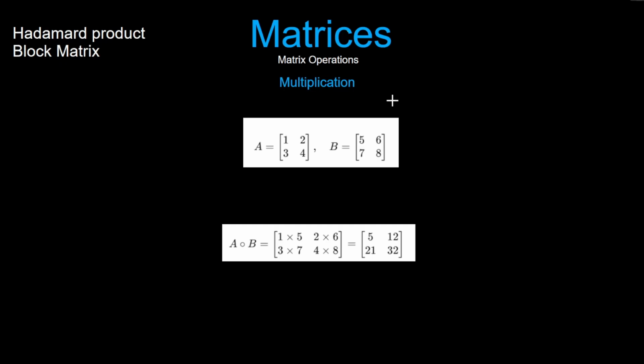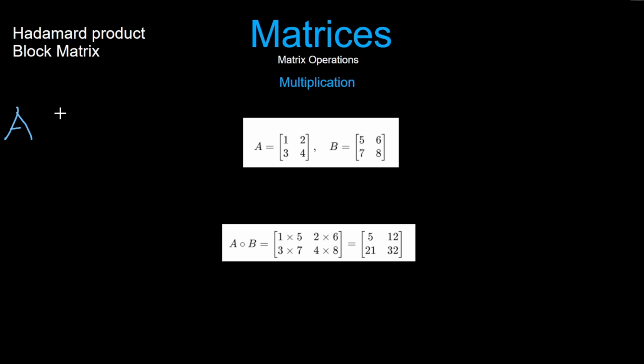So let's talk about another type of product called Hadamard product, which is nothing but element-wise multiplication. We're just gonna multiply the corresponding elements. So here we have matrix A and B. The Hadamard product is denoted by this circle, and we're just gonna multiply the corresponding elements and we'll get the product.